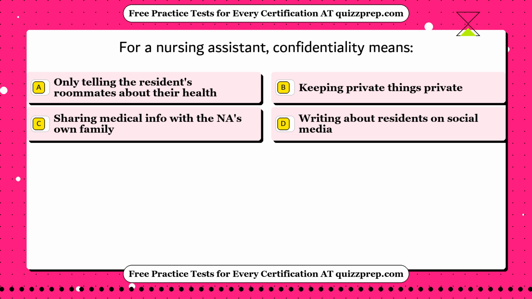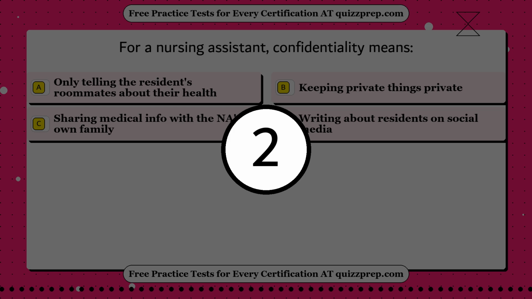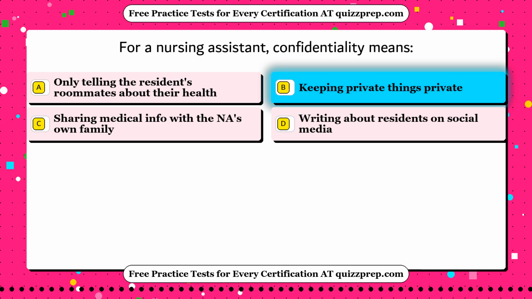Only telling the resident's roommates about their health. Option B, keeping private things private. Option C, sharing medical info with the NNAAP's own family. Option D, writing about residents on social media. The correct answer is option B.